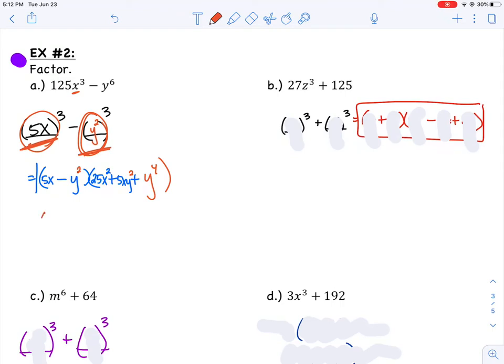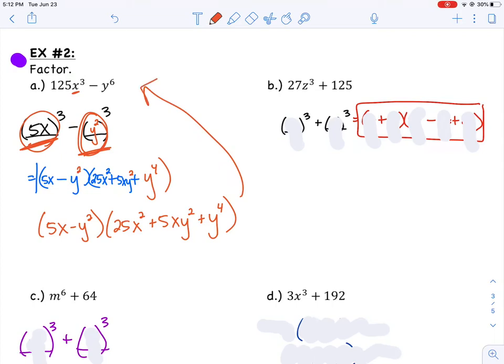All right, let me write that a little bit better. You should have a 5x minus y squared. You should have a 25x squared plus 5xy squared plus y to the 4th. And then if you were to FOIL that all out, a lot of your terms should cancel, and you should end up getting 125x cubed minus y to the 6th. So be careful with all your exponents. Even I mess up, so be careful with that.